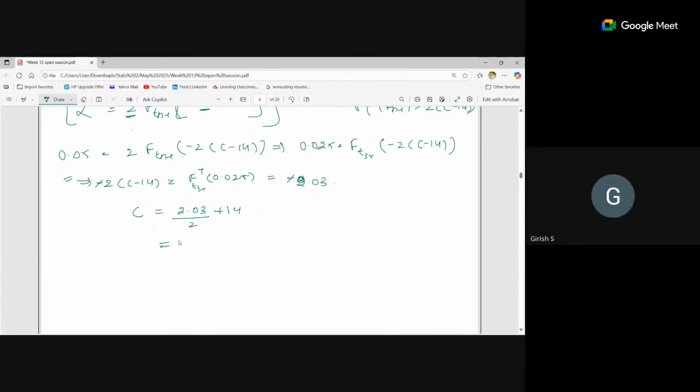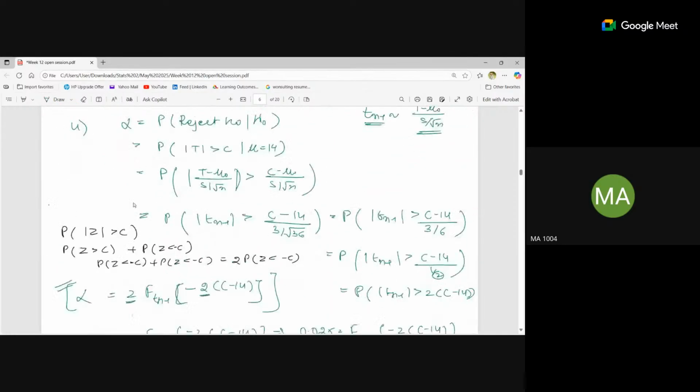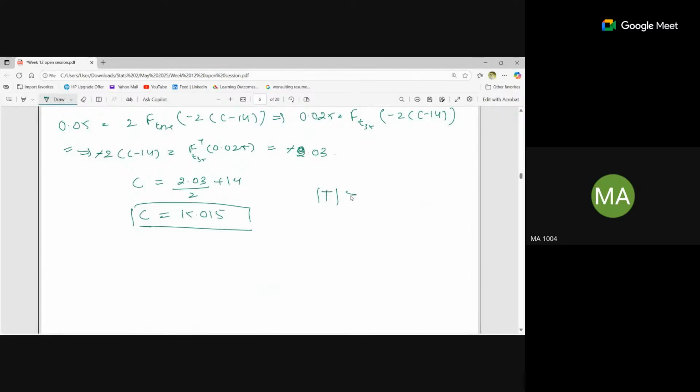Now this value is coming out to be, can you guys calculate? 0.03 divided by 2 plus 14. So this is 15.015. Now the c value is this. So my rejection region is what? This was the rejection region, right? Mod of T is greater than c. Now my c value is 15.015.